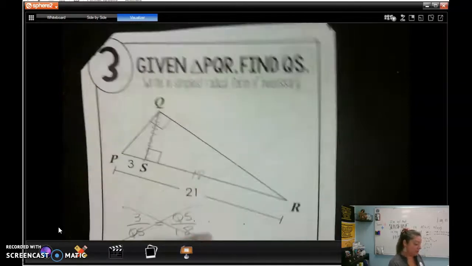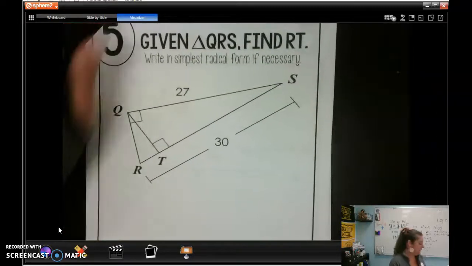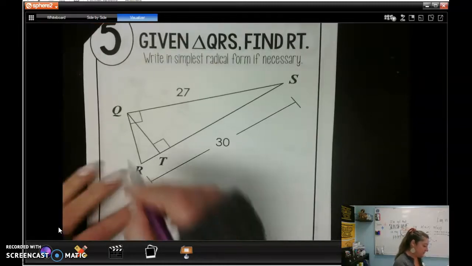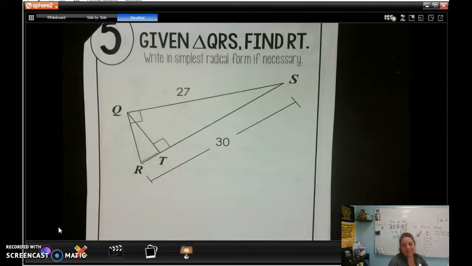All right, number 4 is going to be super easy. Number 5 is going to be a little trickier, so let's go through number 5 together, okay? All right, so number 5, we need to find RT. This is where we've got to get when we're done with everything. So again, remember, we're looking for geometric means or Pythagorean theorem, okay? That's the 2 main ideas that we're doing today.